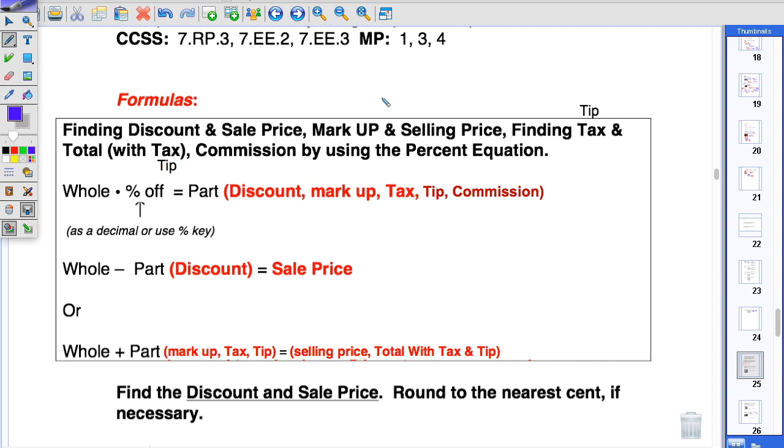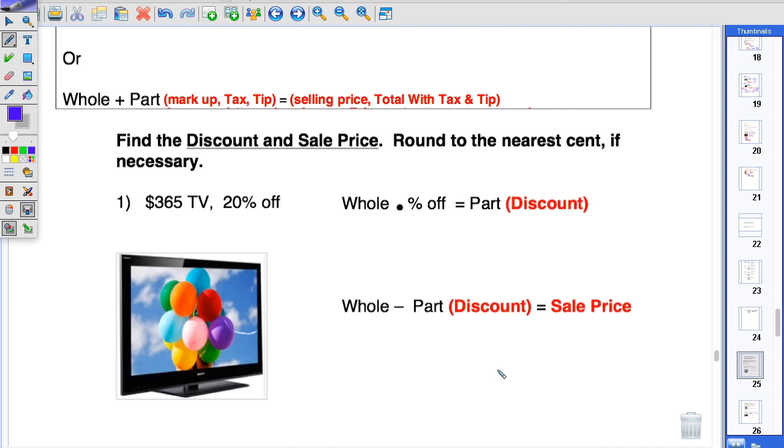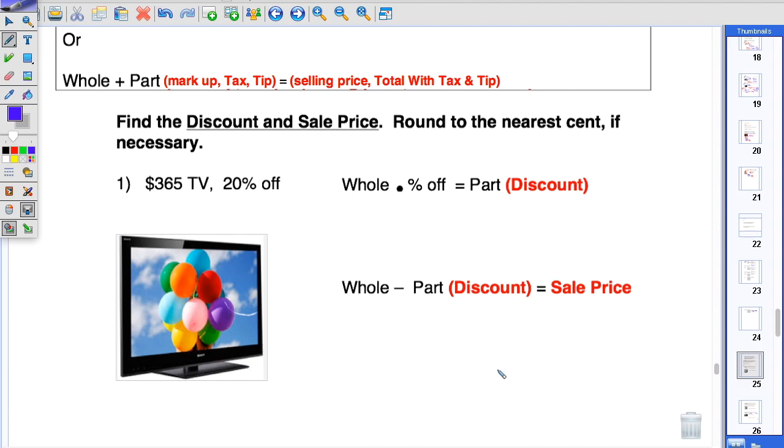Next, it's the whole minus the part, which is your discount. That gives you your sale price, or the whole plus the part, where the part is your markup, the tax, and the tip. That gives you the selling price when finding markup, and your total with tax and tip. Our first problem is finding discount and sale price. Round to the nearest cent if necessary.